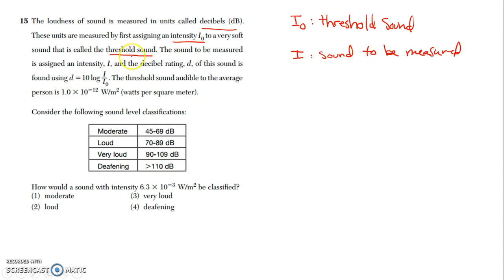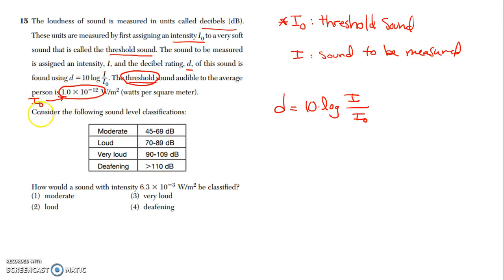The decibel rating D, they give you decibel ratings down here. The decibel rating D is found using this formula. So D is equal to 10 times the log of I over your initial, your threshold. The threshold sound audible to the average person is this. Threshold sound is your initial I, so that's I with a little sub-zero, it just means our initial.